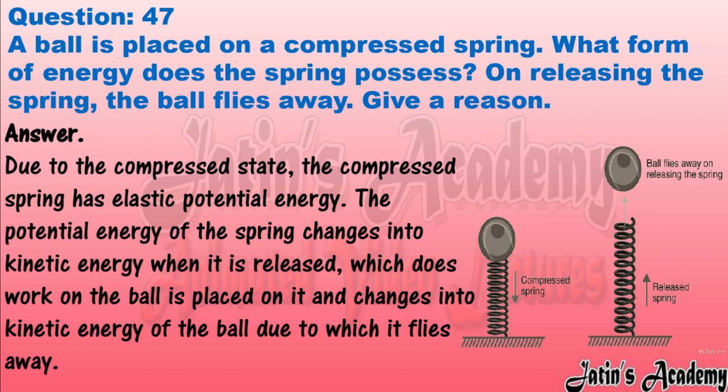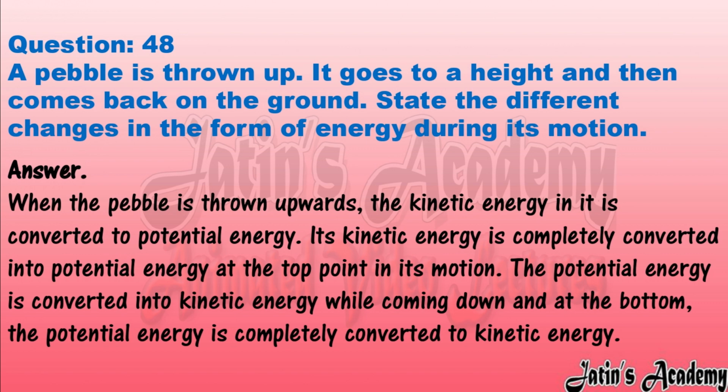Question 47. A ball is placed on a compressed spring. What form of energy does the spring possess? On releasing the spring, the ball flies away. Give a reason. Answer. Due to the compressed state, the compressed spring has elastic potential energy. The potential energy of the spring changes into kinetic energy when it is released, which does work on the ball placed on it, and changes into kinetic energy of the ball due to which it flies away.